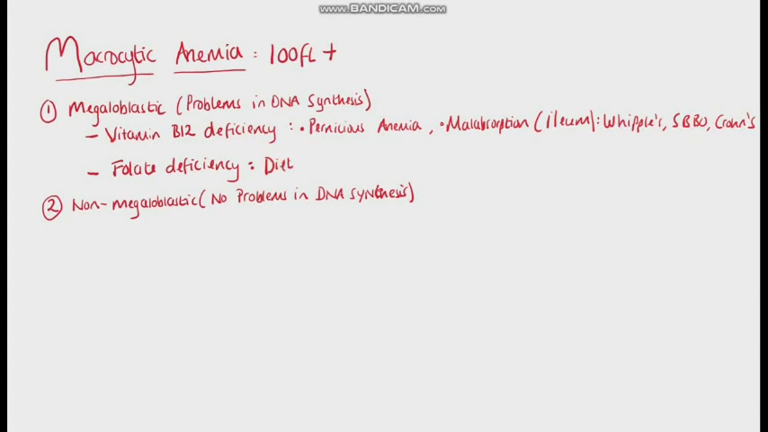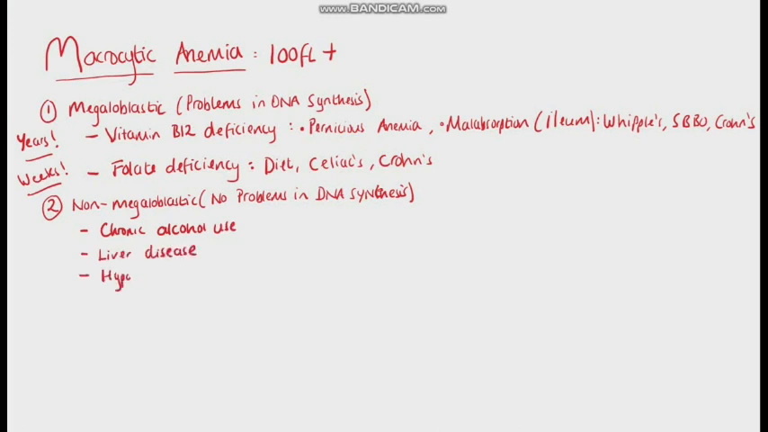Folate deficiency mostly comes from a diet deficient in fruits and vegetables, but can also be caused by celiacs or Crohn's. The important difference between the two is that it takes a long time to become deficient in B12, but folate stores can run out in a few weeks. Non-megaloblastic anemia includes chronic alcohol use, liver disease, hypothyroidism, myelodysplastic syndromes, and sometimes hemolysis and hemorrhage.